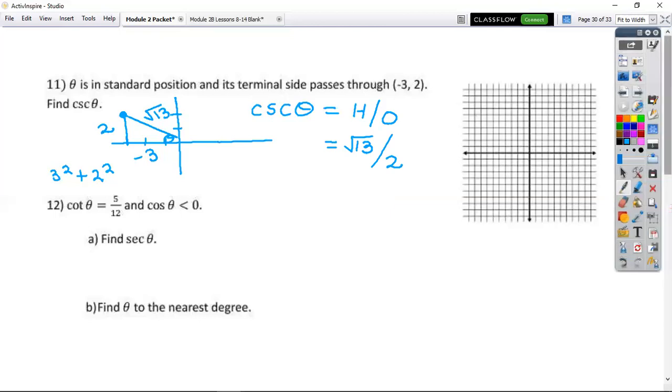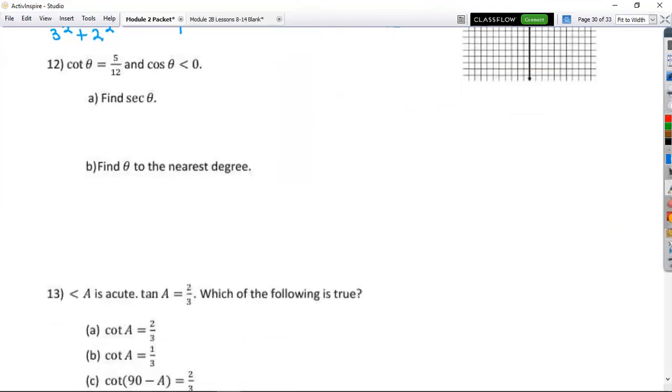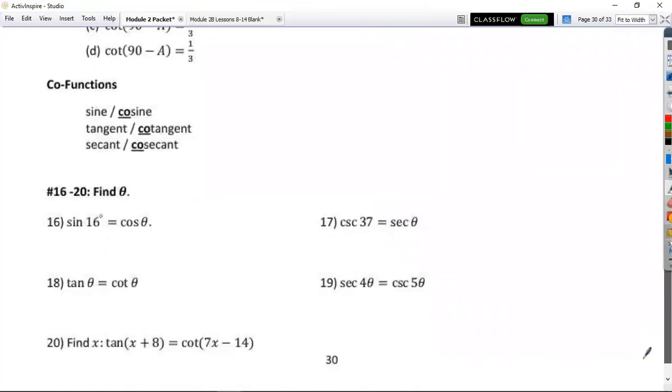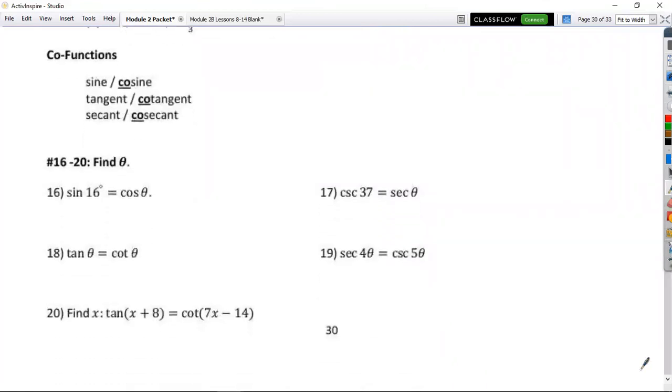So the last part of this unit, and these you did last year, you did not skip these, is a trigonometric relationship known as cofunctions. Co sounds like a word that you learn in geometry. What word does it sound like? Kind of. What geometric term has co in it?